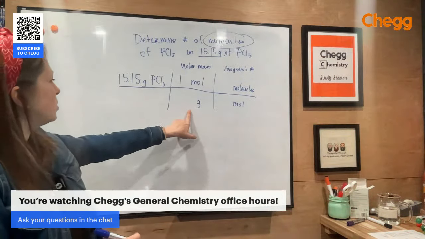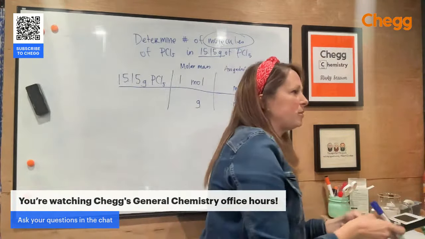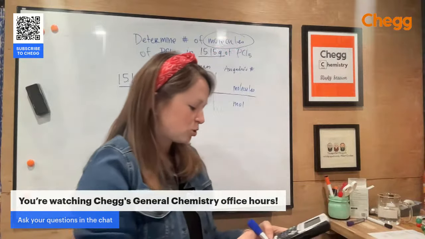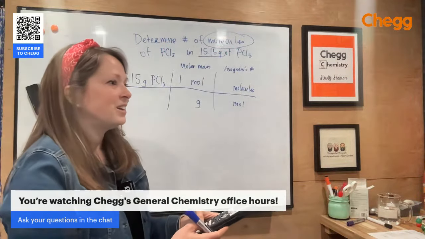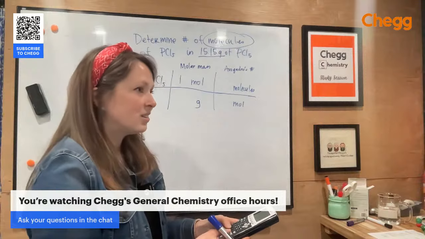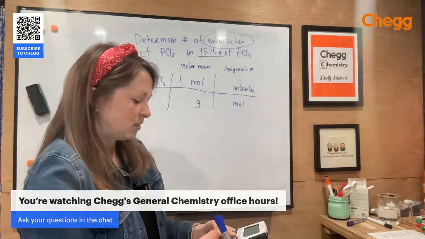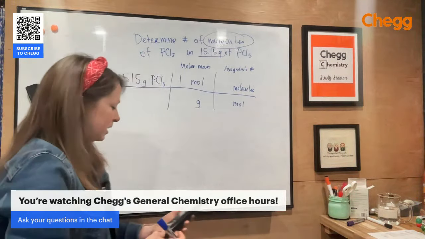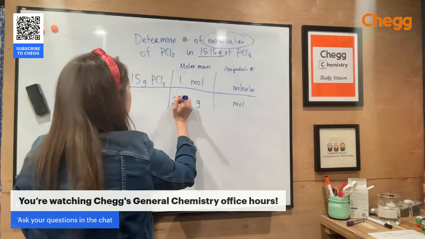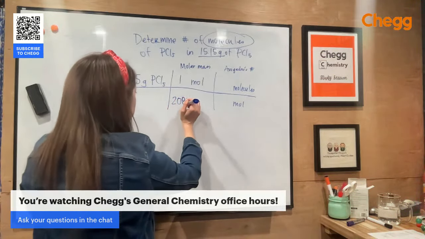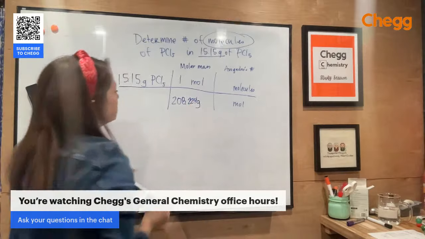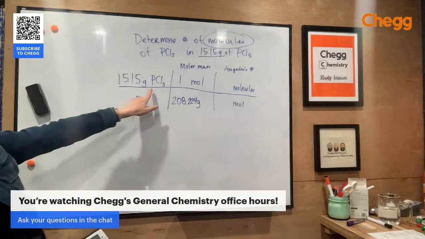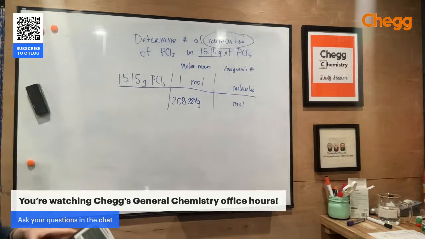So now I'm going to find the molar mass of PCl5. I don't know what that is off the top of my head, so try to calculate that before I do. Let's see. All right, so that's 208. And if you have a different periodic table, your numbers are going to be slightly different, but that's my molar mass of PCl5. So 1 atom of phosphorus plus 5 atoms of chlorine.